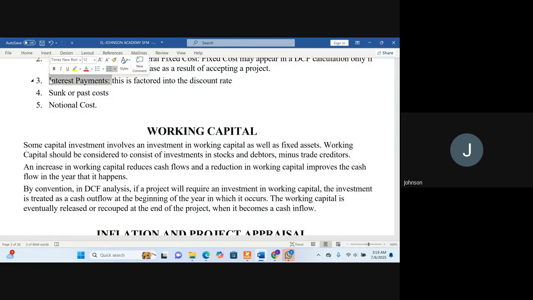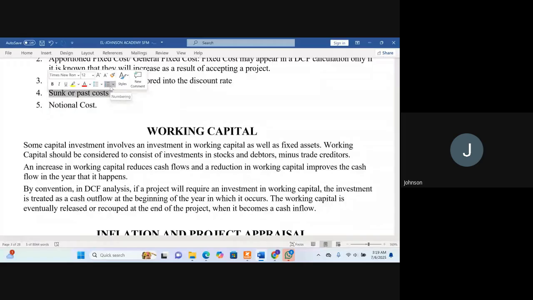Okay? Now, the next one, we talk about sunk costs or past costs. Sunk cost or past cost is a cost that has been incurred, is in the past. Now, it does not affect your decision. An example is, let's say you want to build a factory. So you need to have a land. Now, you need to clear the land. Okay? Now, when you clear that land, in your mind, you say, okay, I want to build a factory.